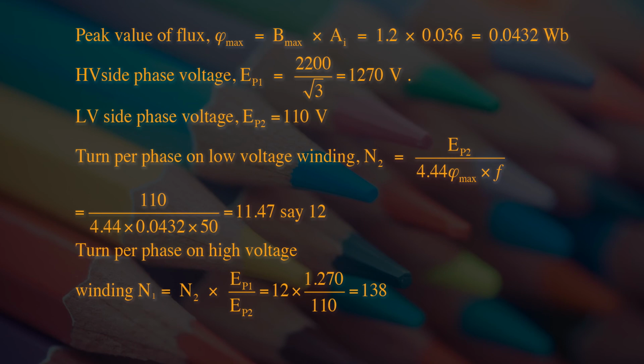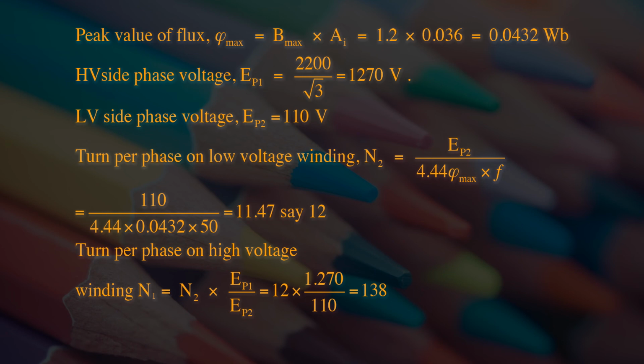Now we can find the peak value of the flux, that is phi max. It can be written as B max multiplied by Ai. The value of B max is already given, that is 1.2, and the value of Ai you have already calculated, that is 0.036. Multiplying 1.2 into 0.036, it comes to 0.0432 Weber. So the peak value of flux is equal to 0.0432 Weber.